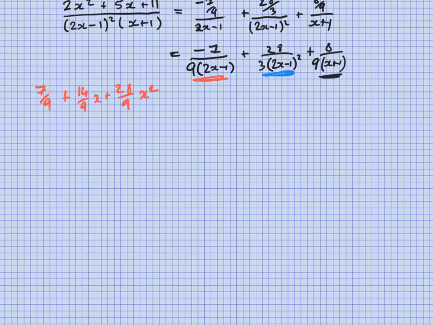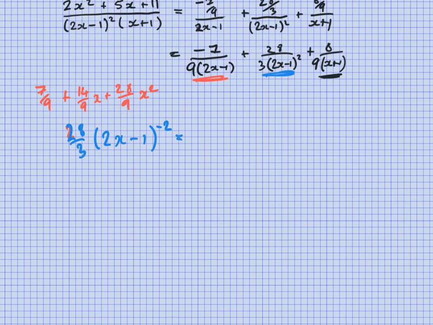Okay, now to do the blue expansion. So we have 28 over 3 times 2x minus 1 to the power of minus 2 this time. Now we do need to start by rearranging this into the form that we can cope with. So we need to times through by minus 1 so that we get 1 minus something.